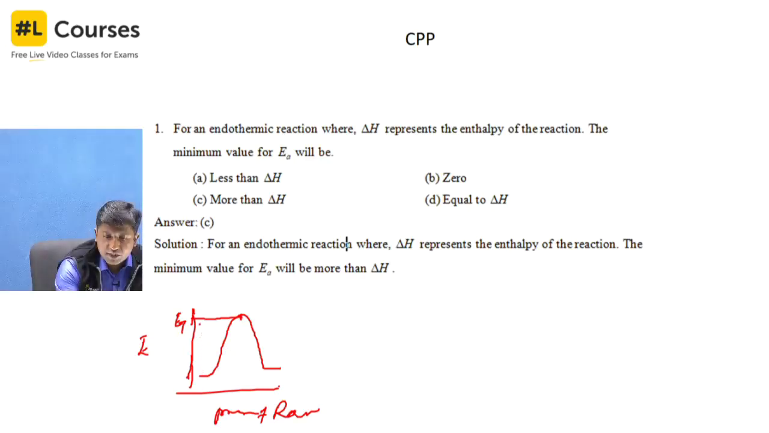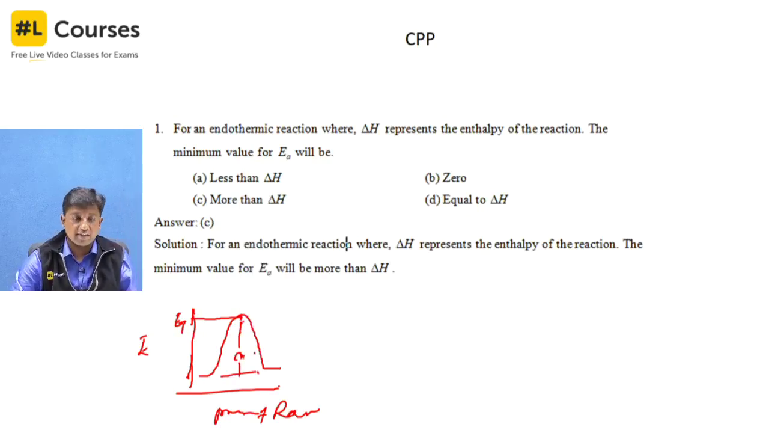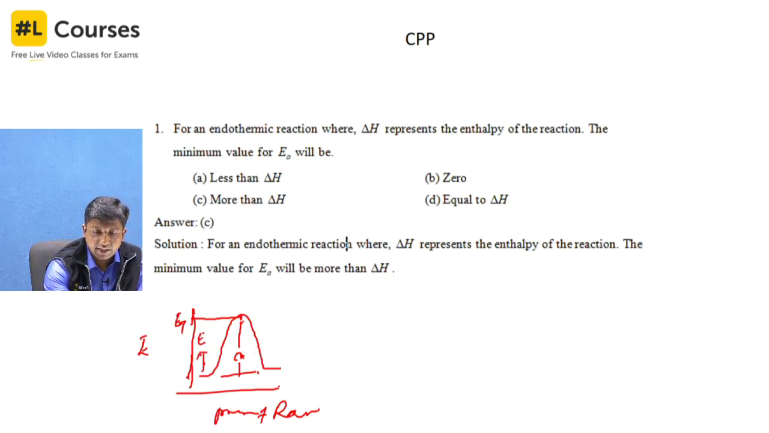So the threshold energy value is high, hence the energy of activation is also very high. So for an endothermic reaction, the energy of activation will be greater than the delta H value. That is the correct answer here. You can see from the graph, it has a high value of energy of activation.